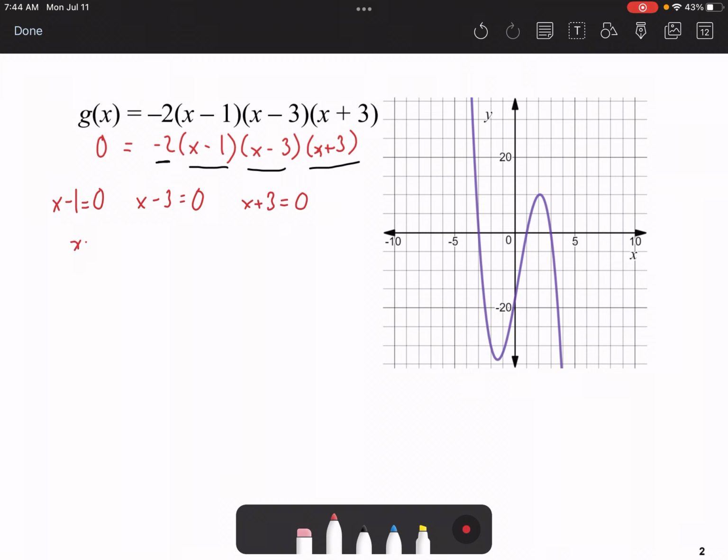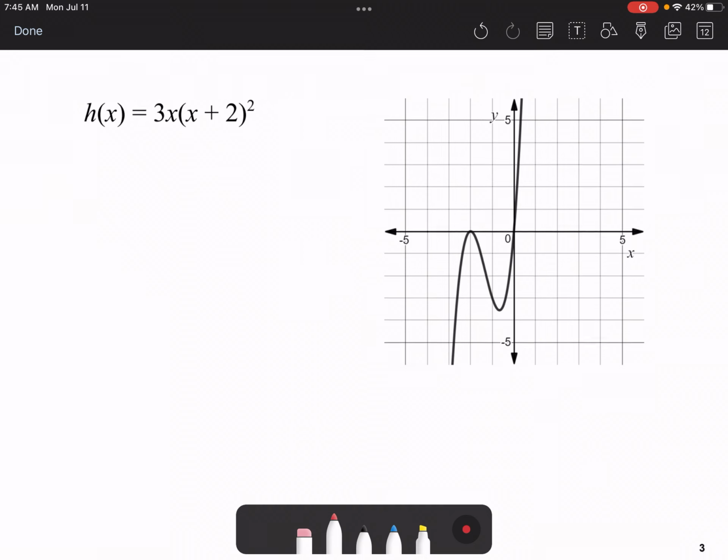If we solve each one of these, I get x values of 1, 3, and negative 3. Which you can see right here: this is x equals negative 3, this is x equals 1, and x equals 3. The leading coefficient in this case is negative 2, and that gives us the end behavior that we see right here for this polynomial function. Okay, let's move along. Let's see something a little different.